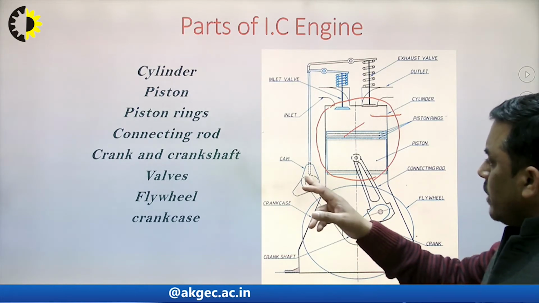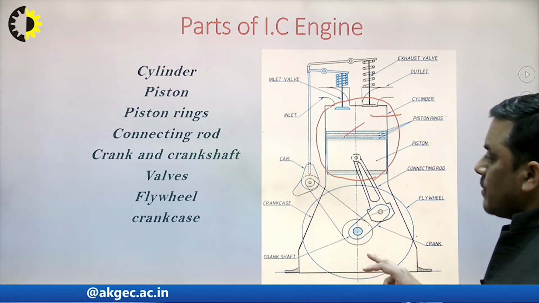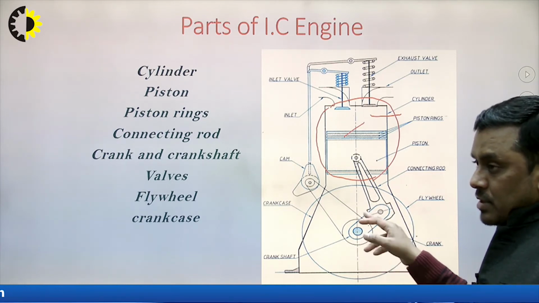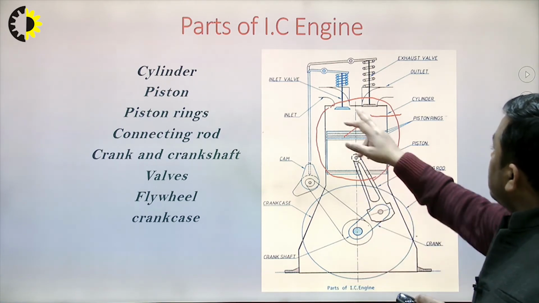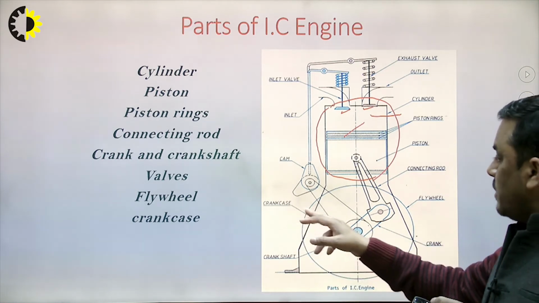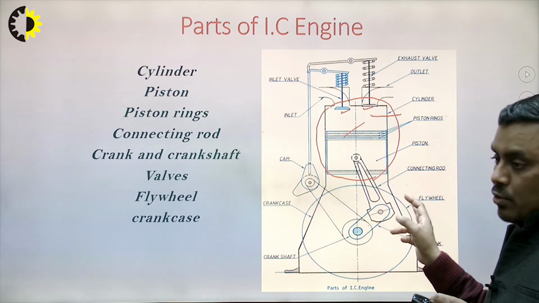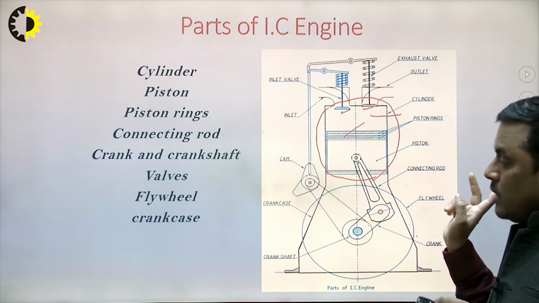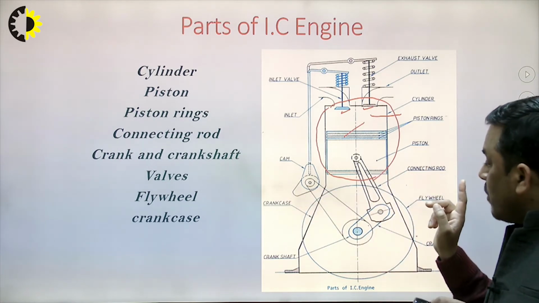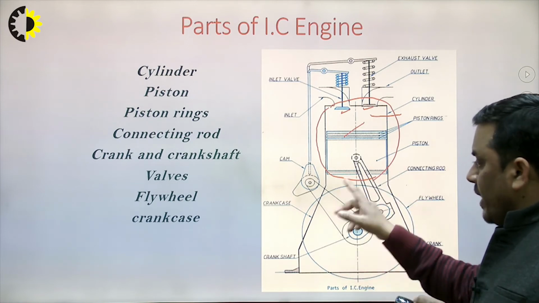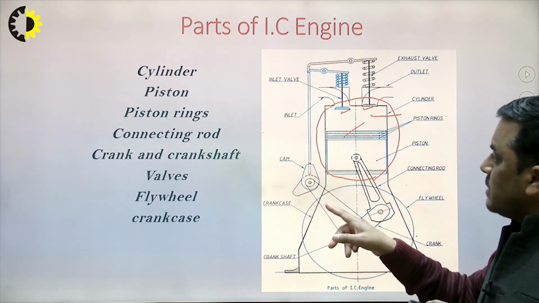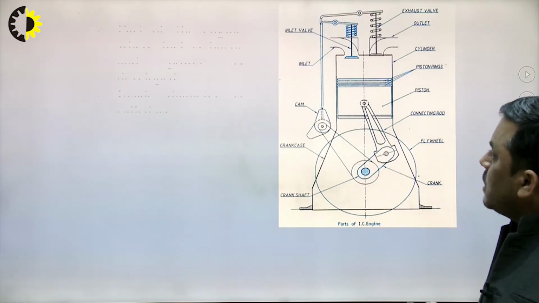Connecting rod, crank and crankshaft. This is the crank which is rotating in the crankcase, and the crankshaft is the shaft which gets the rotation from the crank. These are the valves. Flywheel: there is this arrangement because we get power only in one stroke of the engine, so the rest of the power for the remaining strokes will be delivered by the flywheel. Crankcase is the space where the crank rotates. So these are the basic components of an IC engine. One by one I will be discussing the working of each part.